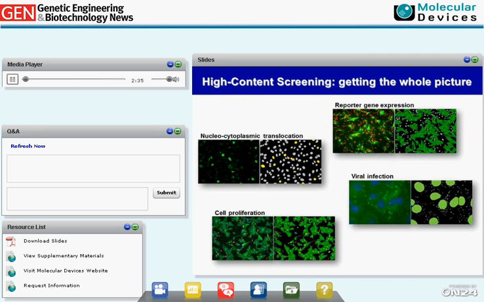High-content screening is a very powerful technique, and in this slide you can see just a few examples of high-content assays that we run in the lab. From top to bottom, you can see, for example, looking at reporter gene expression, nucleocytoplasmic translocation of a protein of interest, infection by a virus, and at the bottom, cell proliferation, which is the screening I will be talking about today in the case of the cardiomyocytes.